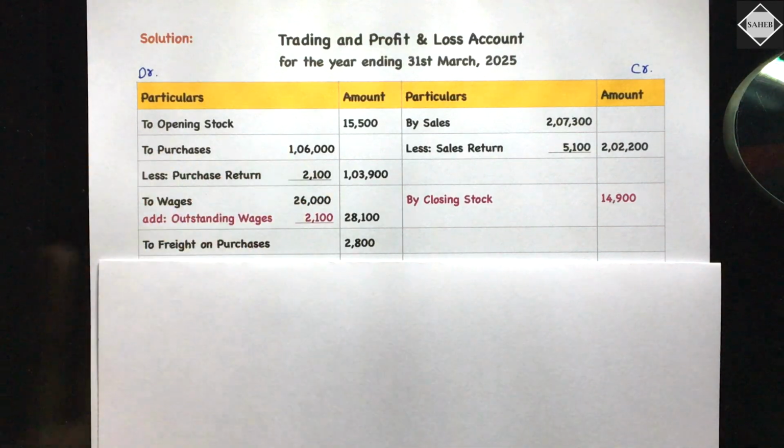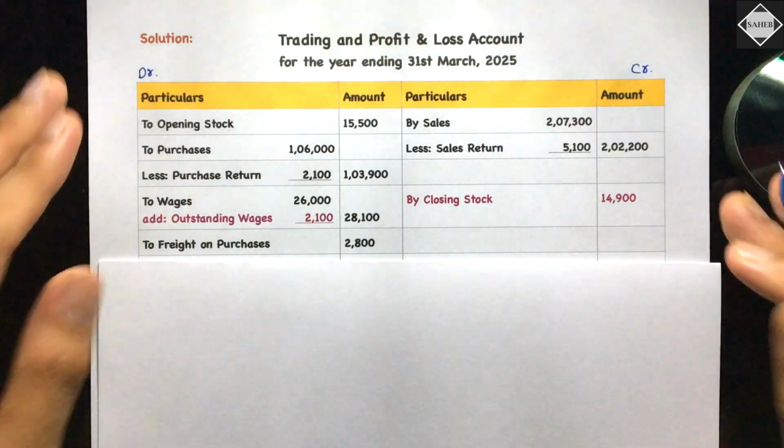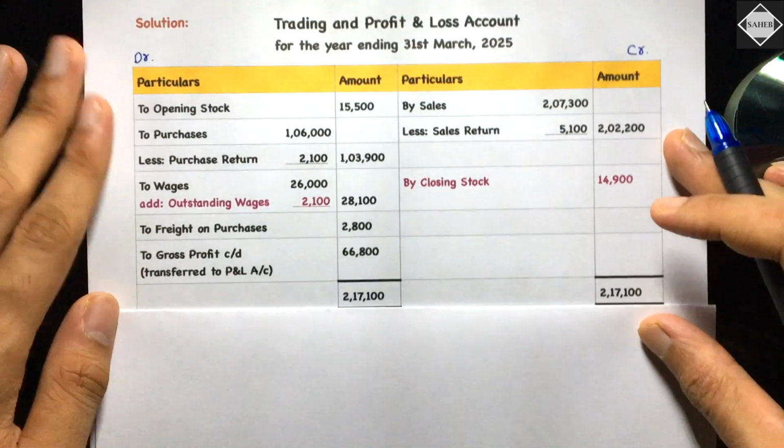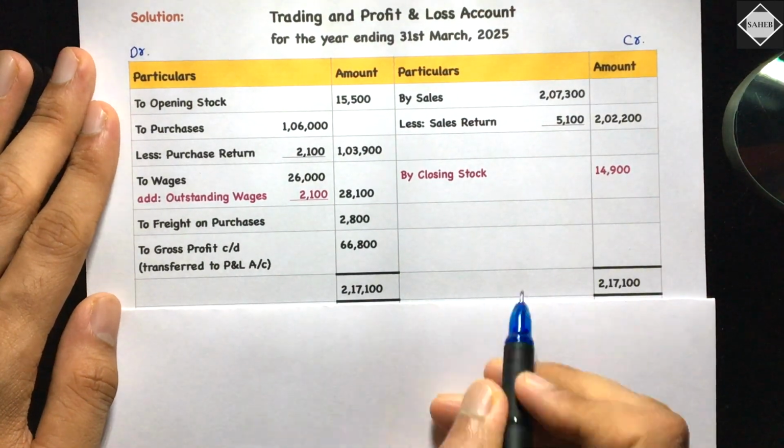Now we have to close the trading account. Here the bigger side is the credit side, that is equal to 2,17,100. Take it on both sides.